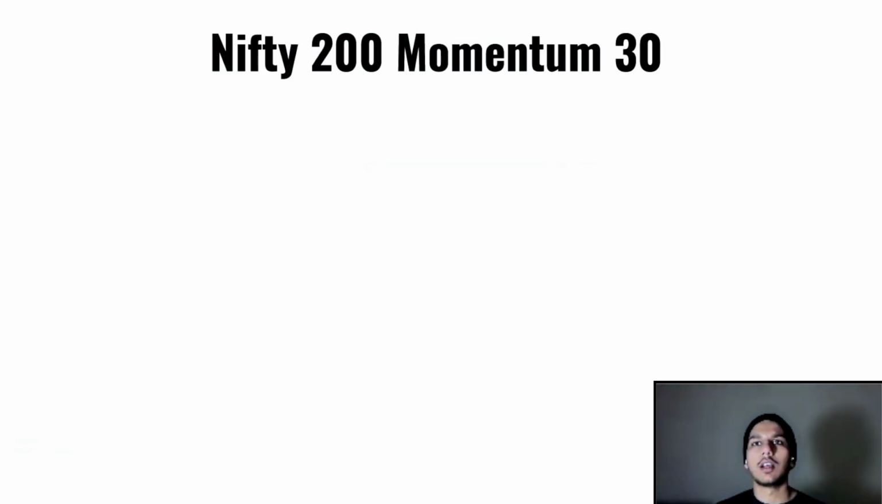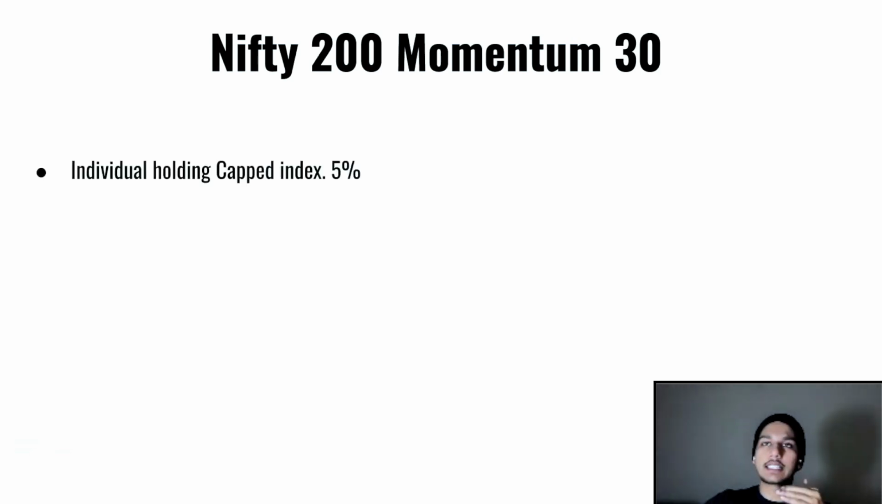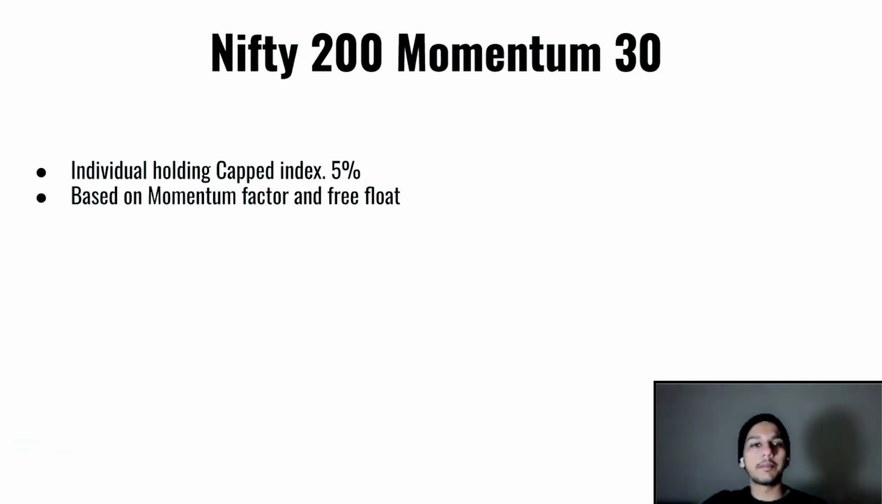The third index on our list is Nifty 200 Momentum 30. Now, this index is capped at 5%. That means if you're investing 100 rupees in this particular index, then maximum amount that will be invested in one company is going to be 5 rupees, and the total companies that are present in this index is 30.